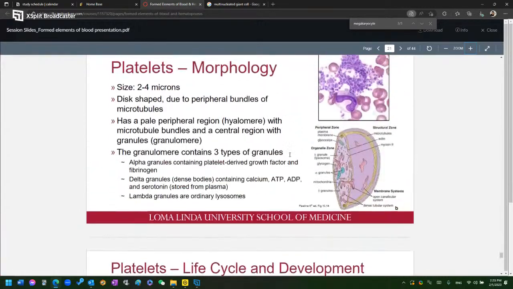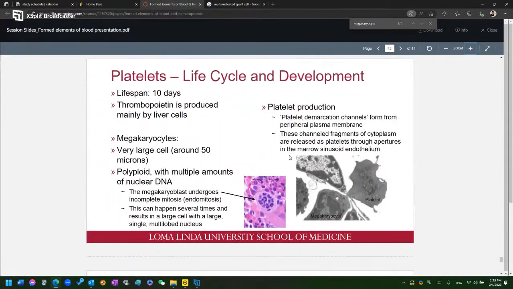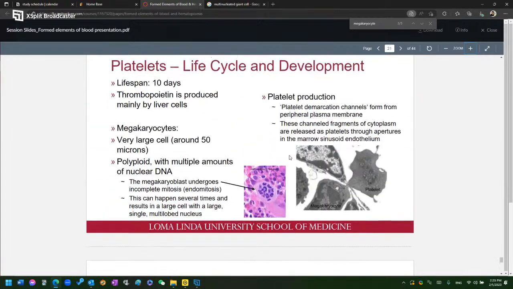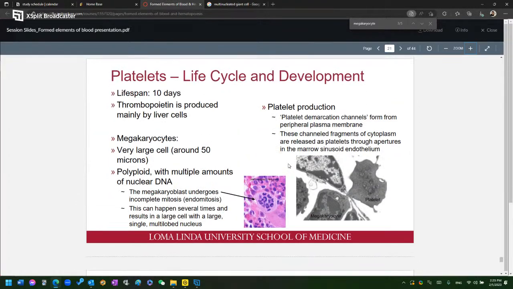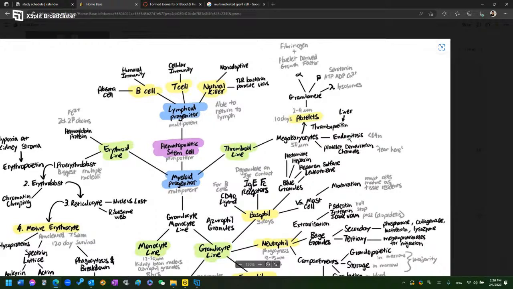If I can find something for that. Here it is, I think. Yeah, so it's just coming straight through that narrow opening and going into the sinusoids. I don't think I can really see the demarcation channels, but they're there, apparently.